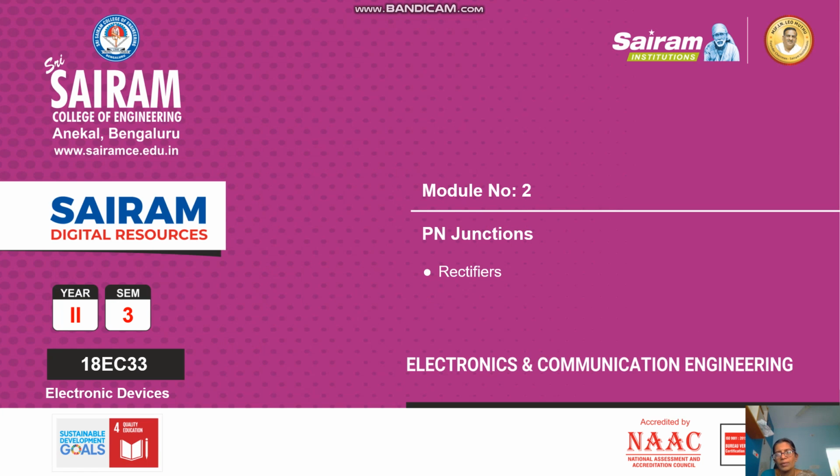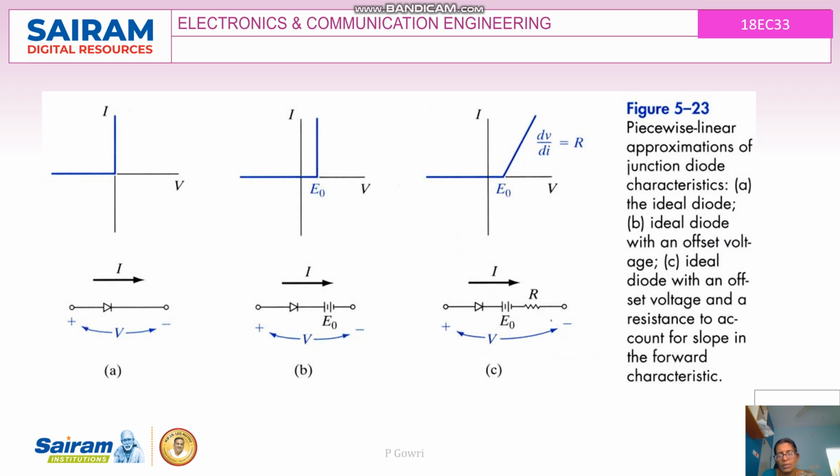So here we will be discussing what a rectifier is, and what parameters are to be chosen for a diode to be a good rectifier. In the previous videos we have discussed what is meant by a PN junction diode, reverse bias, and the breakdown mechanisms.